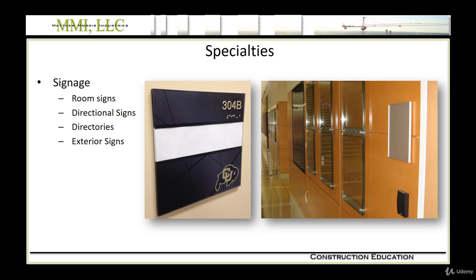Other types of signs would be directional signs to navigate through the building, and directories. On the right, we have a directory as well as some display signage where people can slide papers in for announcements. And then we also have exterior signs. Sometimes your landscaper provides the exterior signs, but depending on the type, it may also be your specialties contractor.